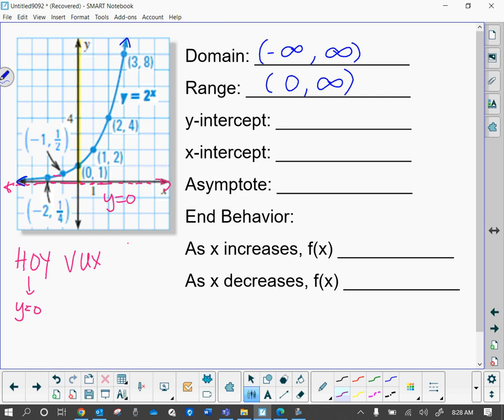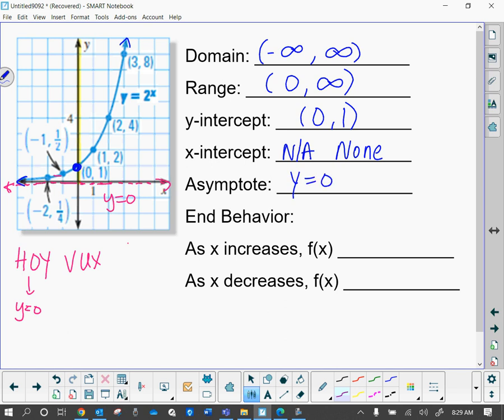Okay. Can you see the y-intercept here? Where does that blue graph cross the y-axis? Zero, 1. Okay? So the y-intercept is 0, 1. Does this graph cross the x-axis? No. So you would put in A or none. Okay. The asymptote, we already established that was y equals 0.